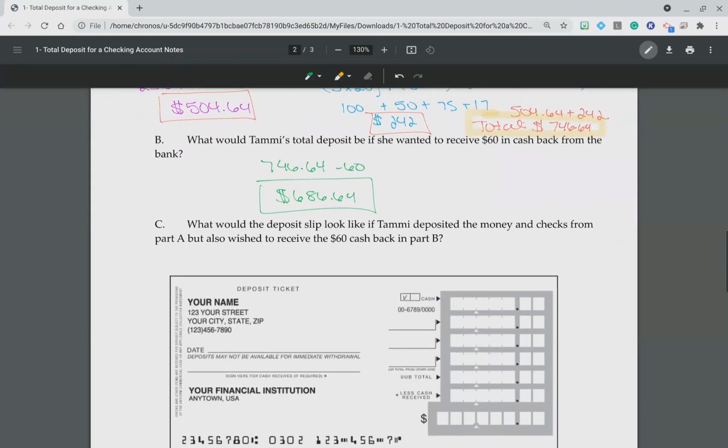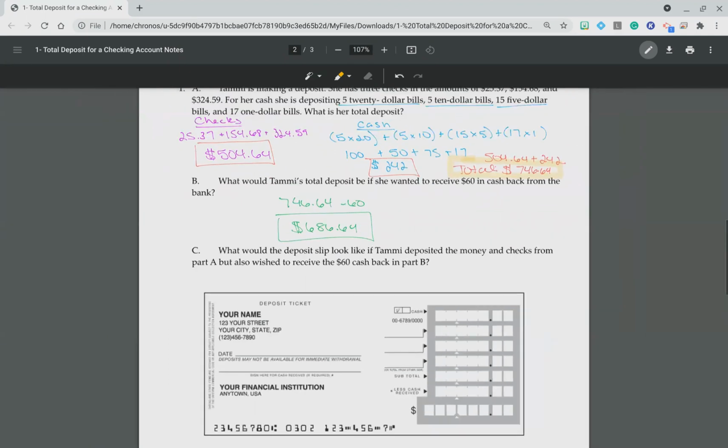Now we're going to take all that information and put it on what's called a deposit slip. So first thing we need is the date. Today is October 4th.